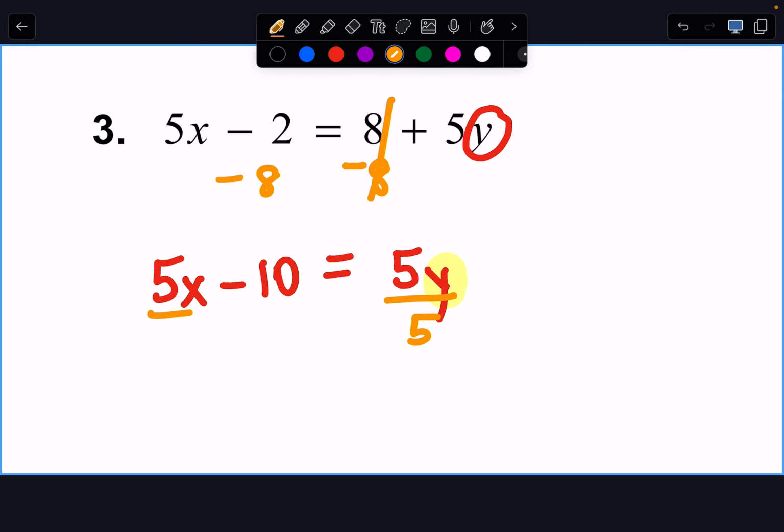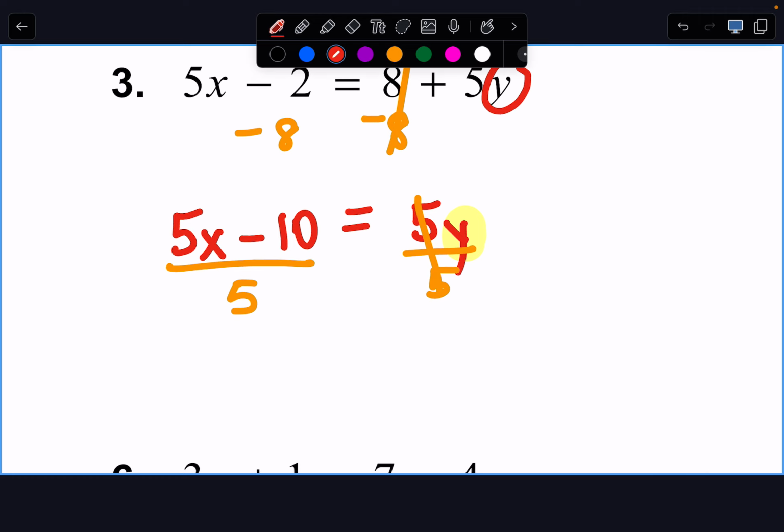Does that sound good? Okay, because 5 divided by 5 will cancel out. Y is now by itself. Can we take 5x divided by 5? Can we take 5 divided by 5? Yeah, so that's like 1x. Do I need to write the 1? No. Oops. Minus 2.